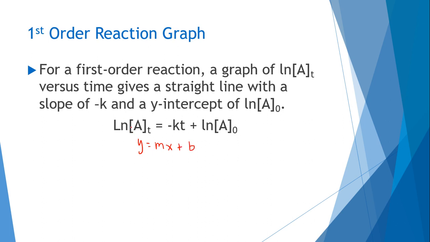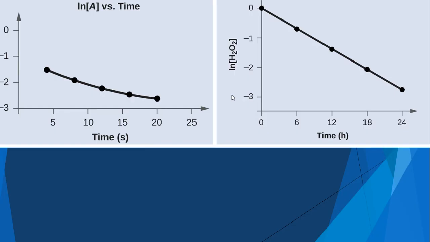So again, my y is my natural log at a specific concentration. Here, my x is t. My slope would be negative k. And then, of course, my y-intercept would be natural log initial concentration. So oftentimes when you see this set up, you're going to see the natural log of my A concentration per time, and my negative k tells me my slope is going to go down. Again, this is going to yield a straight line.